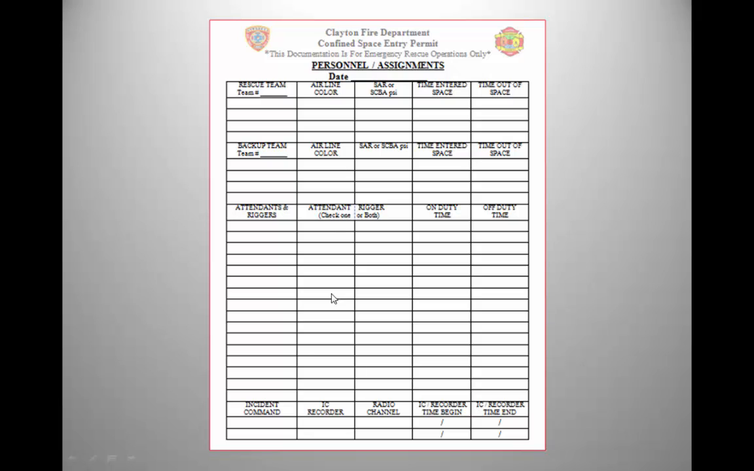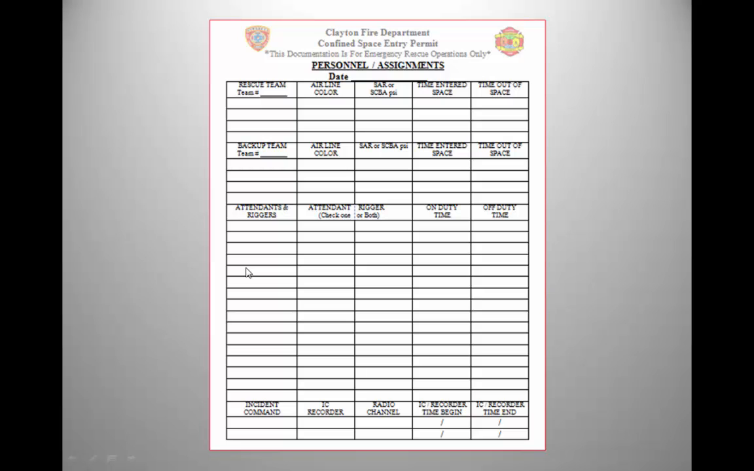Your attendant, in the OSHA verbiage, is the person standing by that space, monitoring the entrance and the inside of the space. Oftentimes, if we're using the hardline communications, the attendant will also be wearing the headset to hear the entrant and to be able to converse with the entrant. The rigging personnel, the ones doing the rigging, can also obviously assist with keeping an eye on the personnel inside the space, but they can do one or both. At the bottom, you've got your IC and your recorder, your radio channel, etc.